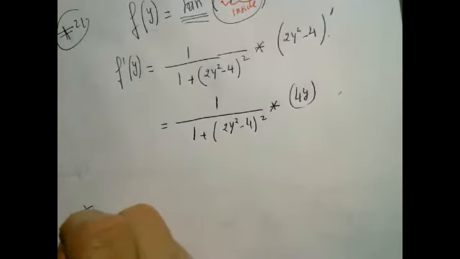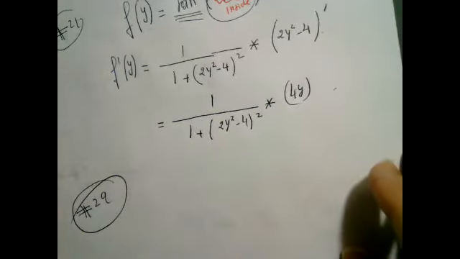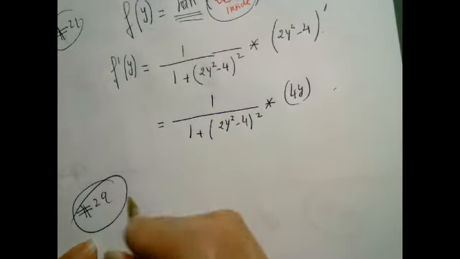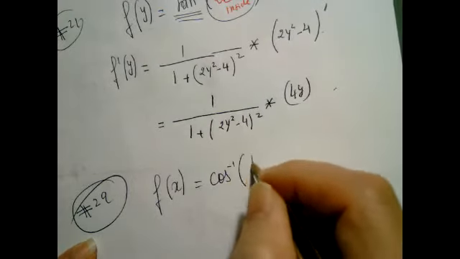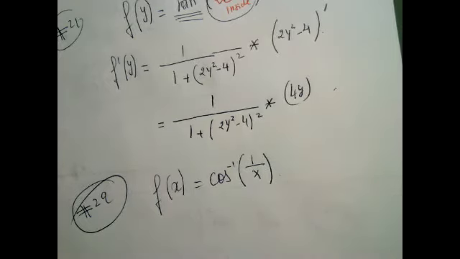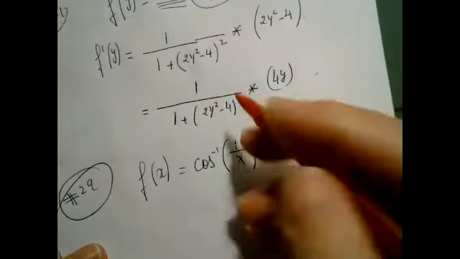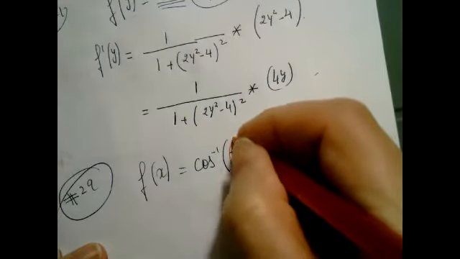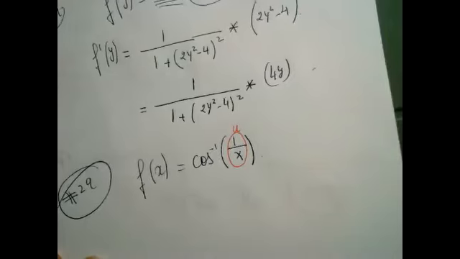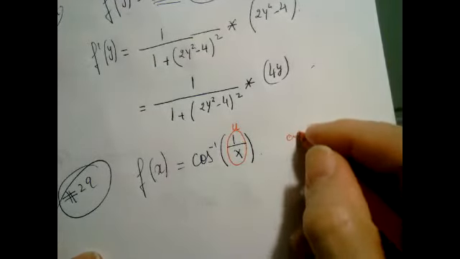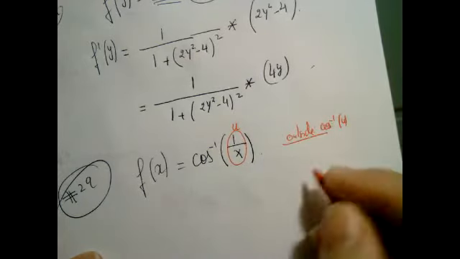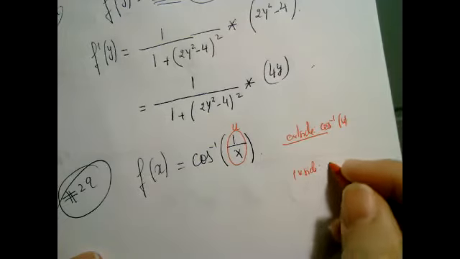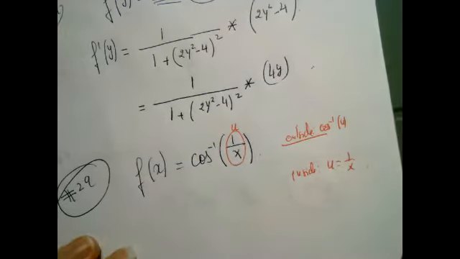Okay, so let's look at 29. That's the cosine inverse. Now my function is cosine inverse of 1 over x, or the arc cosine. To do that, I need to find the derivative of the inverse cosine. This is my u in here, my inside function. And the outside is the cosine inverse, and the inside is u equals 1 over x.